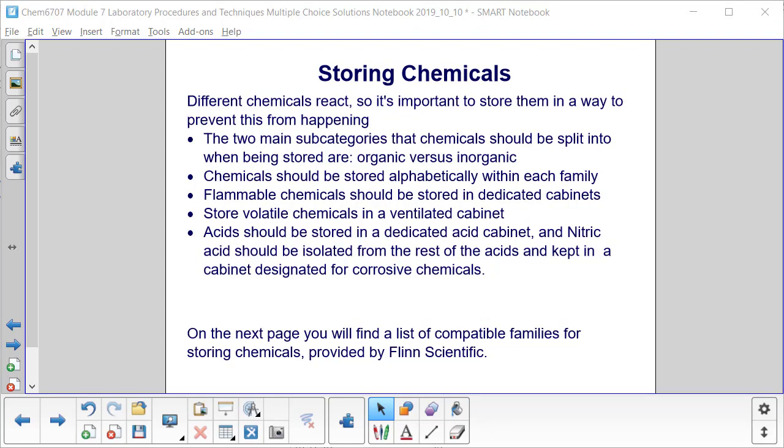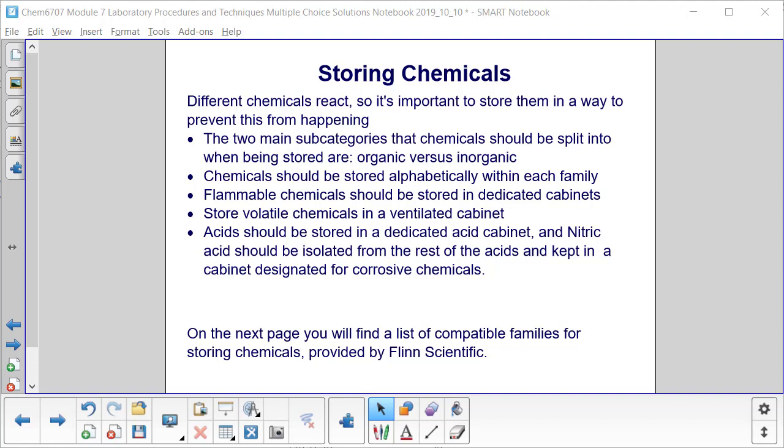Storing chemicals. Different chemicals react, so it's important to store them in a way to prevent this from happening. The two main subcategories that chemicals should be split into when being stored are organic versus inorganic, and I will show you a table of this on the next slide.